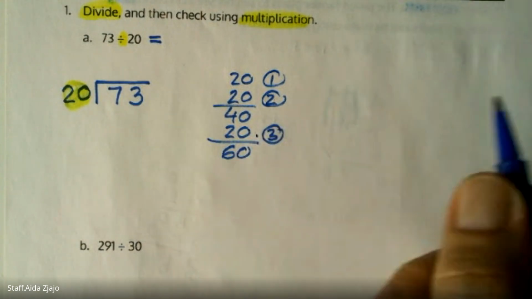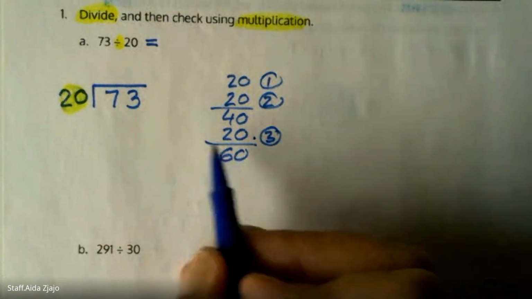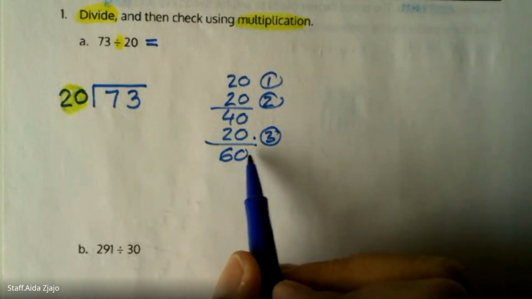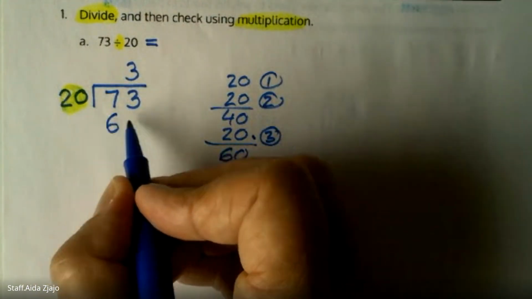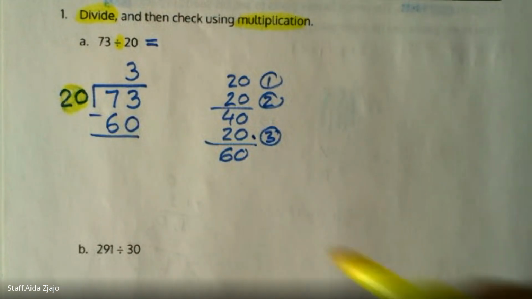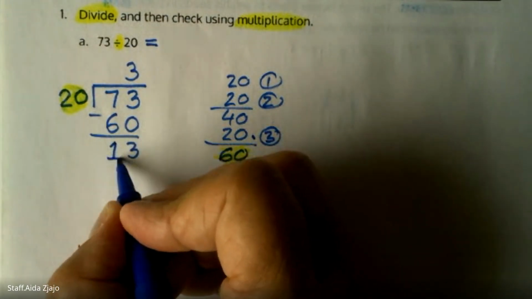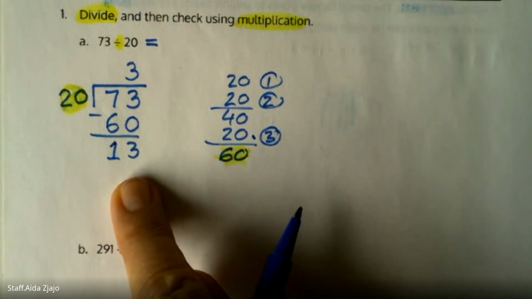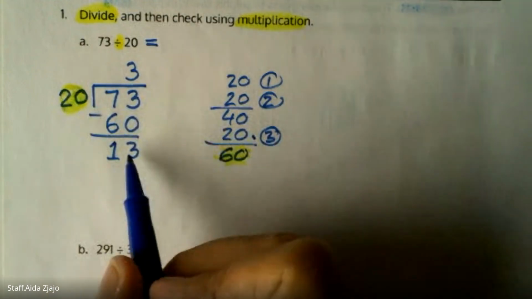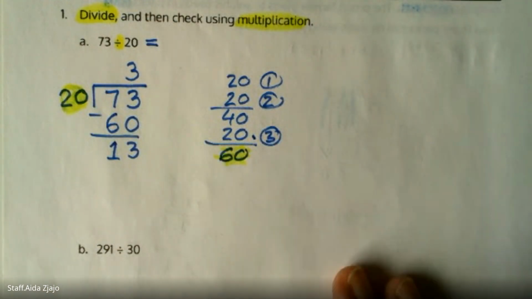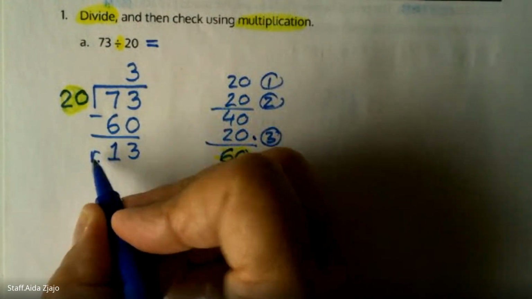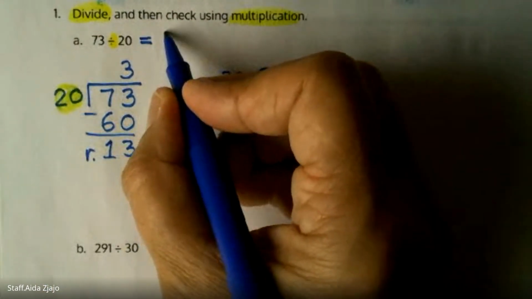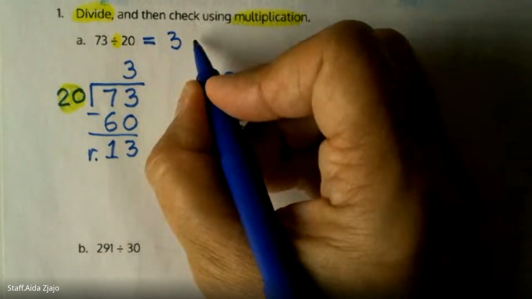So how many groups of 20 do I have in 73? I have three groups of 20. So three groups of 20 makes 60. 3 times 20 is 60. Then I can subtract, and this will be my remainder because the group is 20. If I have 13, I do not have a next group. So this could be seen as the answer: 3 and a remainder of 13.